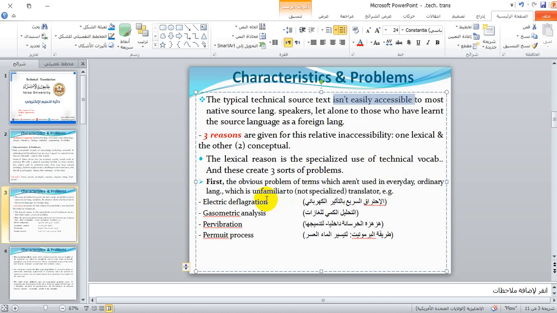The first is the problem of terms which aren't used in everyday ordinary language and are unfamiliar to the translator. For example, electric deflagration, الاحتراق السريع بالتأثير الكهربائي. Gasometric analysis, التحليل الكمي للغازات. Bare vibration, هزهزة الخرسانة داخليا لتدمجها. And permute process, طريقة البيرميتت لتيسير الماء العسر.